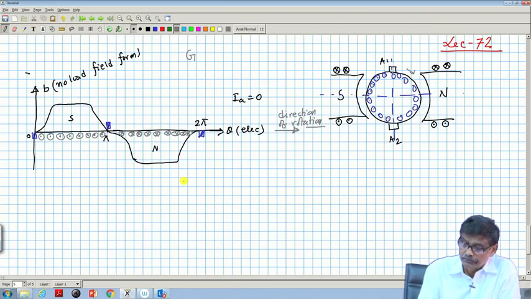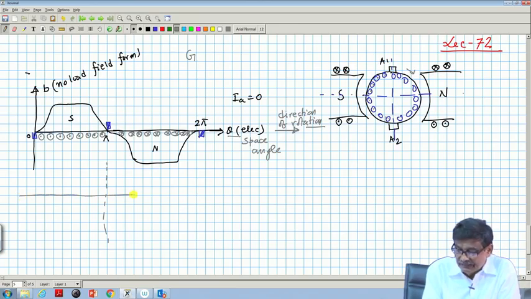Now, let us assume that the armature current IA is 0, then this will be the only field distribution. This is the space angle, mind you, this is space angle. This will be this. Then what happens the moment the armature carries current? The armature will produce its own MMF, and how will it look? It will be like this, draw it.